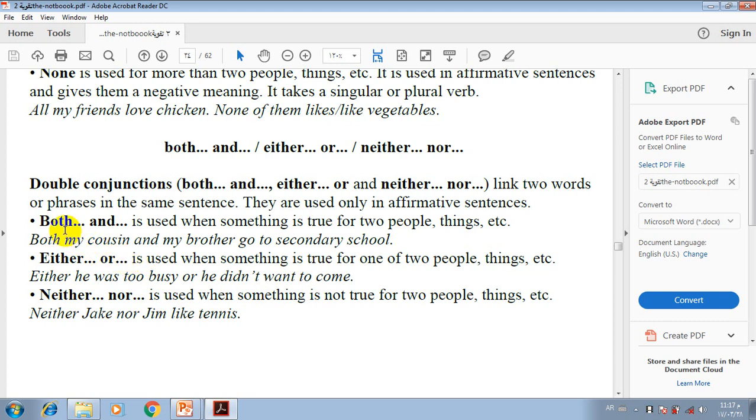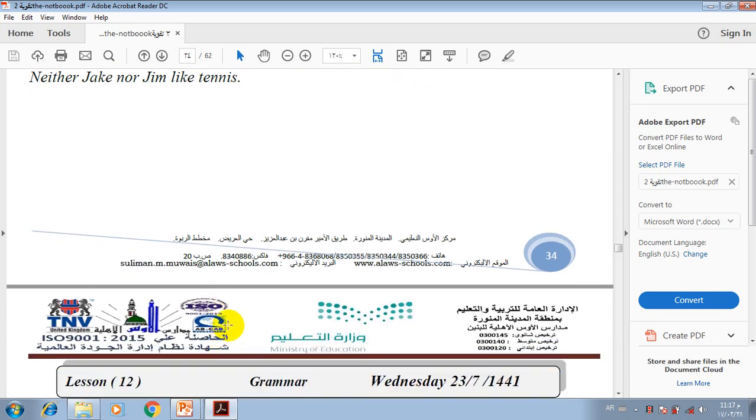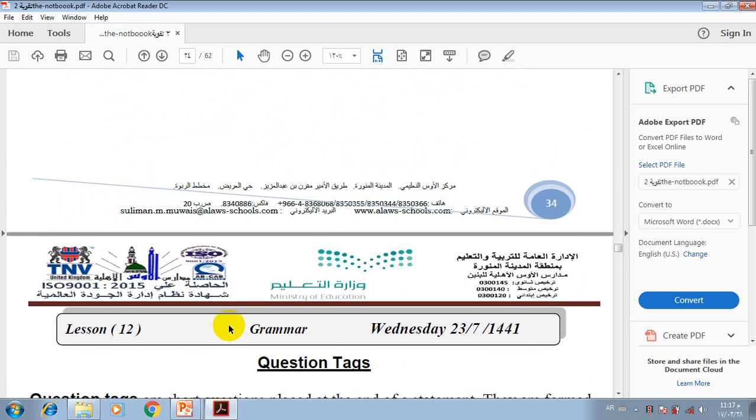And note, my dear students, that we use the conjunction and with both, or with either, and nor with neither. Okay, now let's go to page 35.